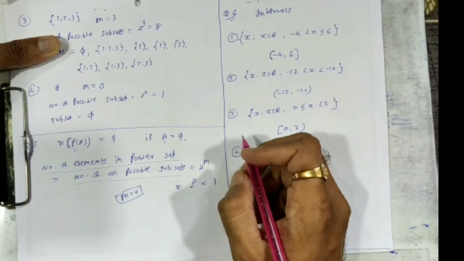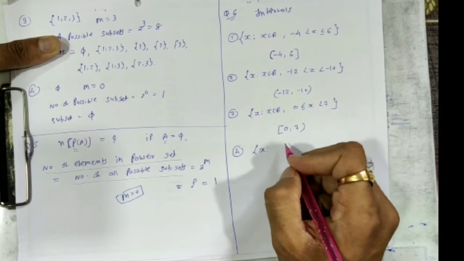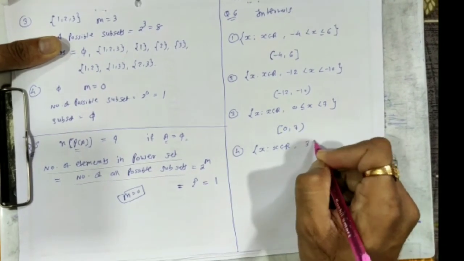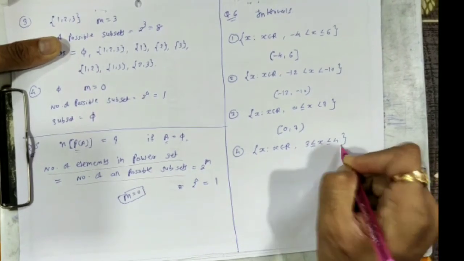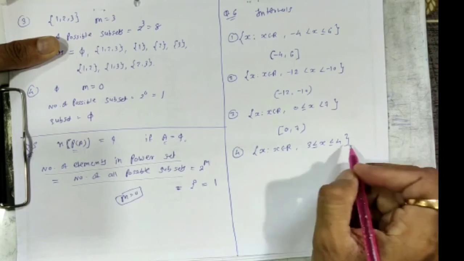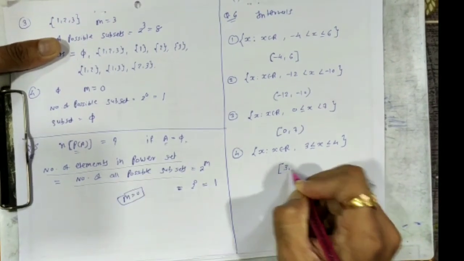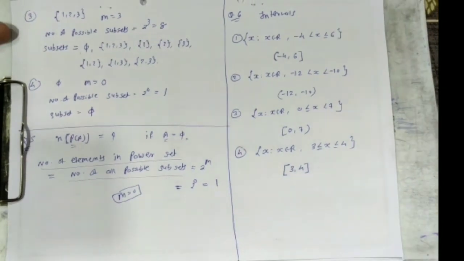Fourth one, x where x belongs to R, 3 less than or equal to x less than or equal to 4. So here 3 and 4 both endpoints are included. So it's a square bracket, 3 4. Done?